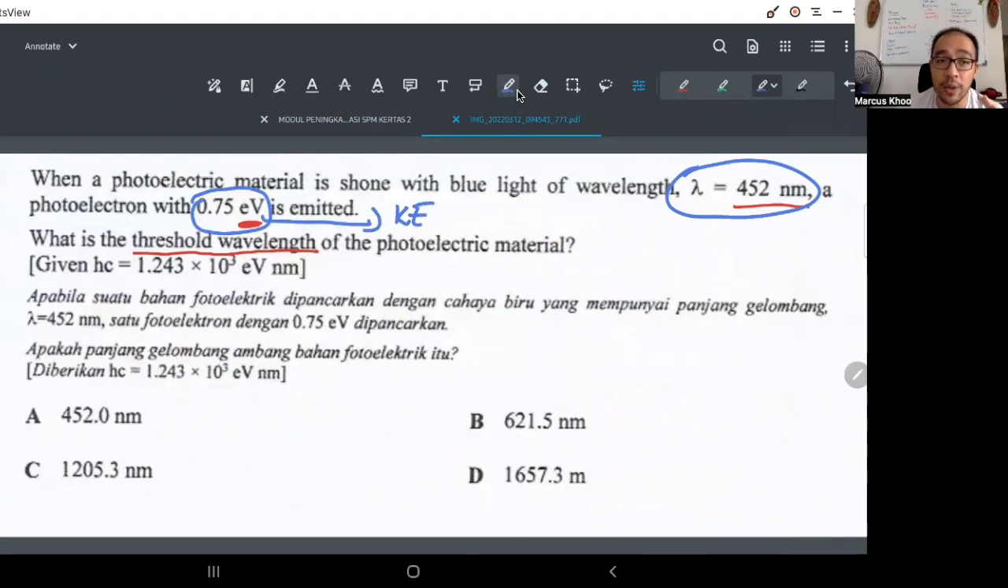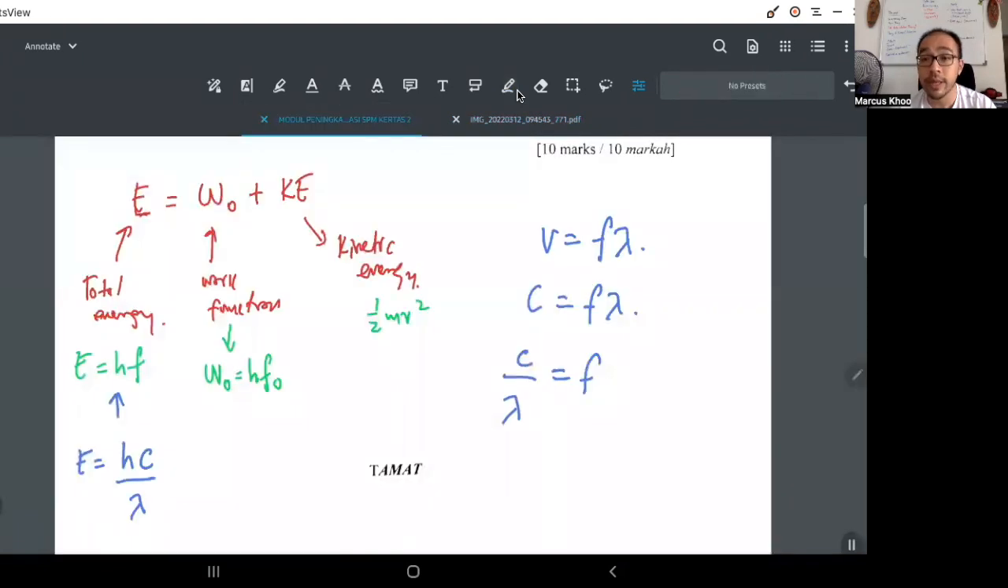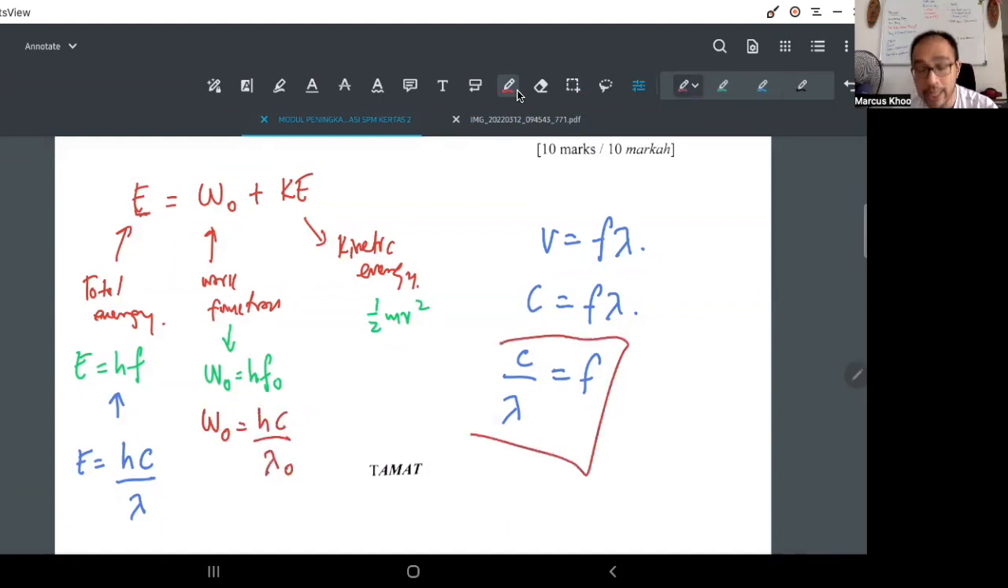Okay, it's actually our kinetic energy. So the question is, what is the threshold wavelength? Threshold wavelength is related to the work function, right? Because threshold frequency... So let me write this again. Equals to hc over lambda threshold. Okay, if I follow this, hc over lambda threshold.